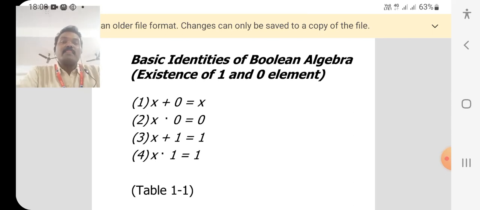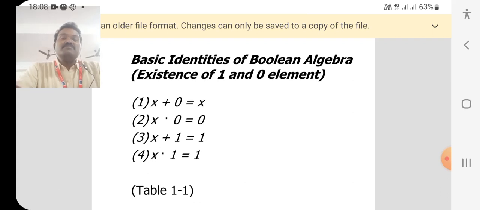Then third law, x plus 1 is equal to 1. In this x value, I am giving either 0 or 1. Initially, I am giving 0. 0 plus 1, you get 1. Suppose if I am giving x equal to 1, 1 plus 1 is equal to 1. So whether x is 0 or 1, you get the final answer 1 only. Therefore x plus 1 is equal to 1.